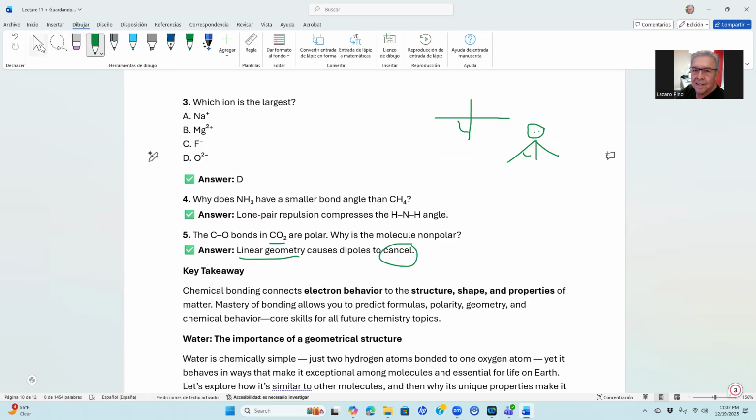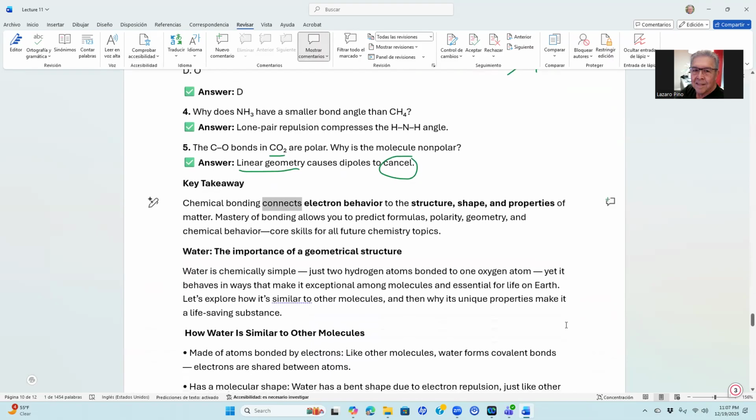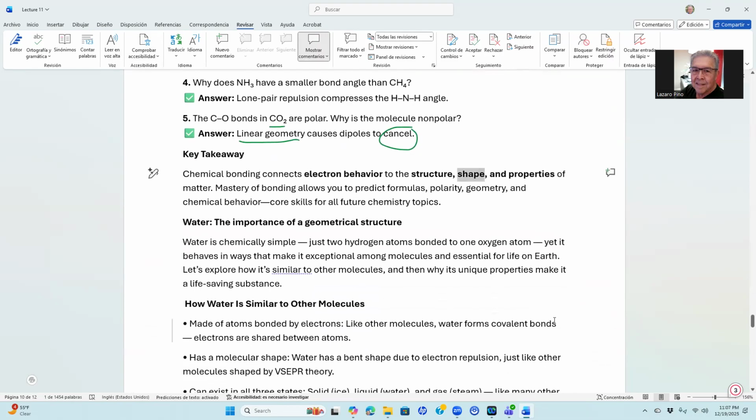Well, let's go to the end of this chapter and we are going to see some important things. Key takeaway. Chemical bonding connects electron behavior to the structure, shape, and properties of matter. Mastery of bonding allows you to predict formulas, polarity, geometry, and chemical behavior, core skills for all future chemistry topics.